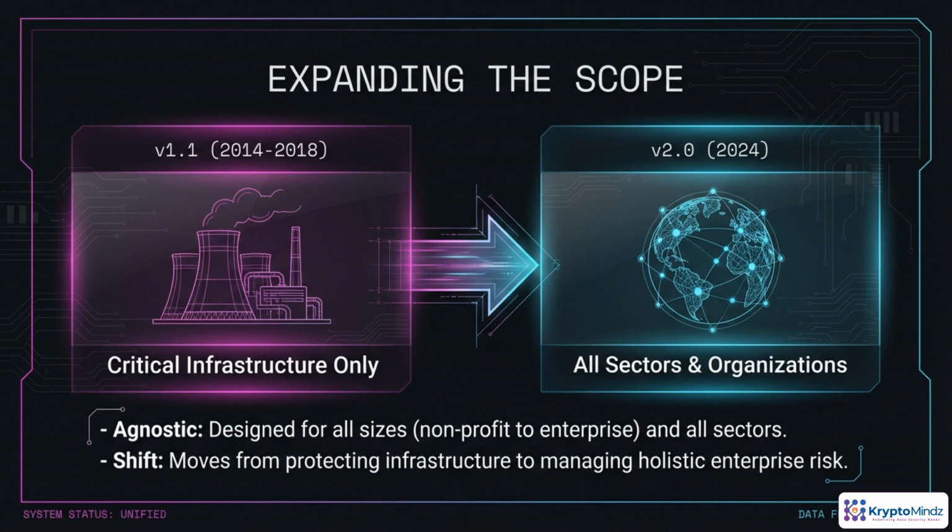Earlier versions, like CSF 1.1, were written with critical infrastructure in mind: utilities, transportation, large industrial operators. CSF 2.0 keeps that focus, but opens the doors to everyone: small nonprofits, SaaS startups, hospitals, and global enterprises. The perspective shifts as well. Instead of just protect the plant or protect the data center, CSF 2.0 is about managing cybersecurity as enterprise risk, tied to business goals, governance, and decision-making across the entire organization.